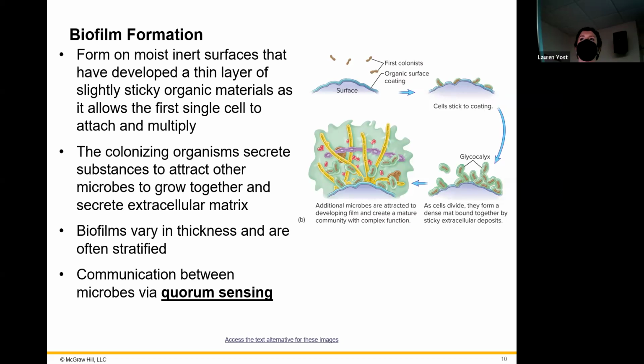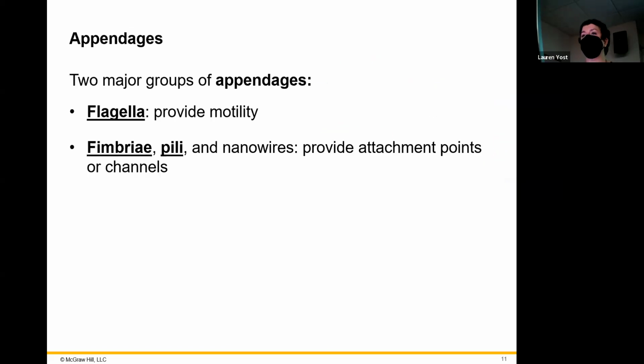So quorum is like a grouping of people, typically. So it's a grouping of bacteria and other organisms communicating. All right, bacteria and archaea, and particularly bacteria, because most of what we're talking about is bacteria here. They have appendages.